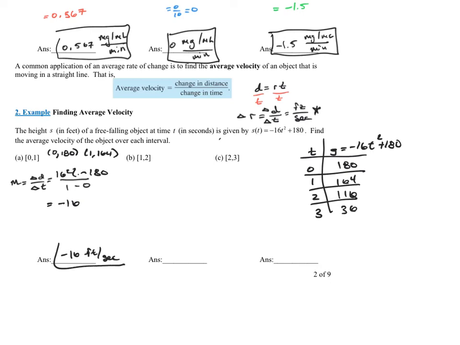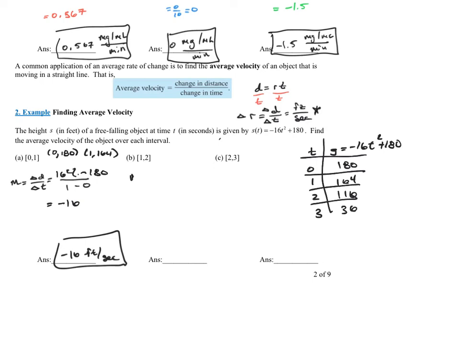Of course, we want to label our answers, so this would be negative 16 feet per second. So let's think about what happened to that object from the initial start time to 1 second. Well, over that second, it should have decreased in height. The negative here means decreased in height by 16 feet. Over that 1 second period of time, it should have decreased in height by 16 feet.